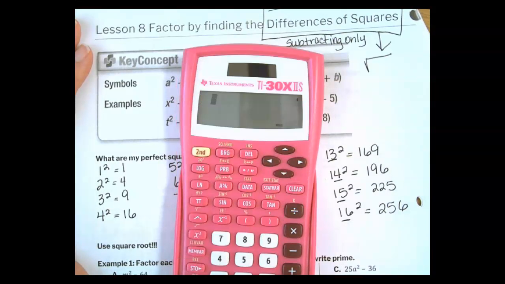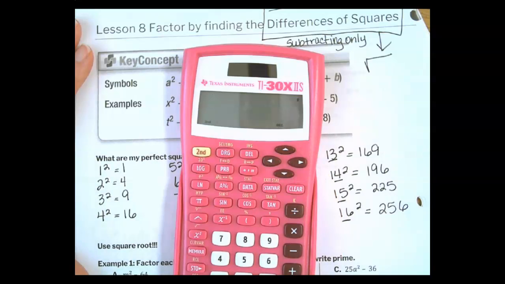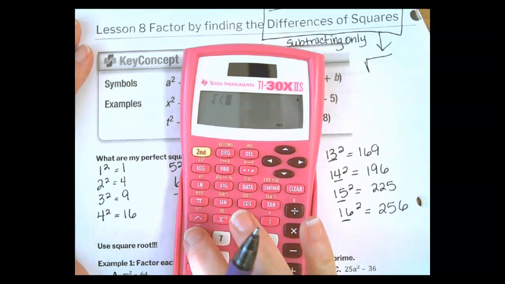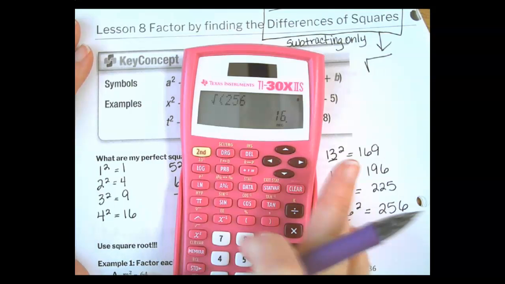So let's show you on the calculator so you know how to do that. You have to hit the second key, and it's this one and not this one, so make sure you're using the correct one. It's not the caret key, it's the squared one. So it looks like this. We'll put 256 in, and you should get back to that base of 16. Okay, so let's go.